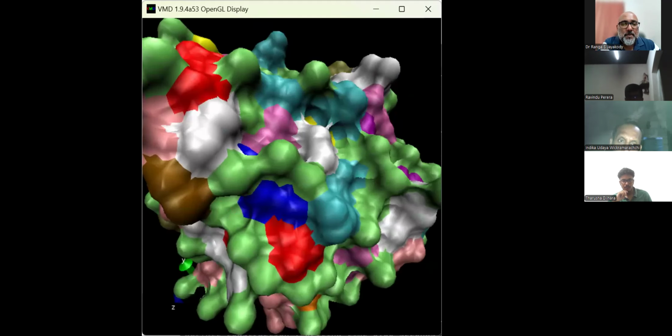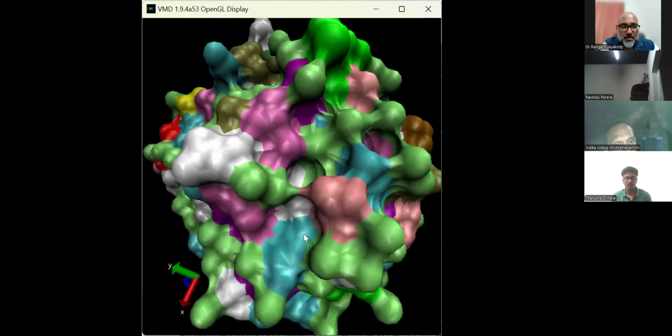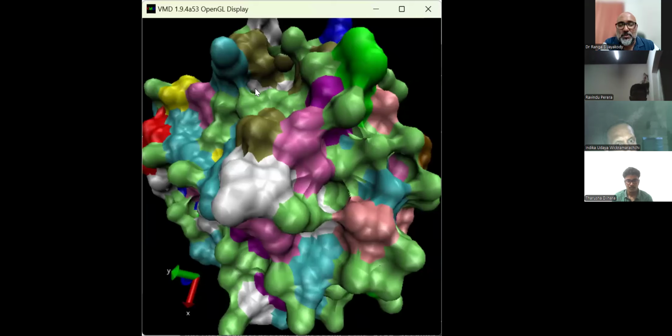So the point is the primary sequence. Now let's say you know this structure and you know its primary sequence. What we can do is use that assumption, that similar proteins will have similar structures, to determine the three-dimensional structure of unknown proteins.